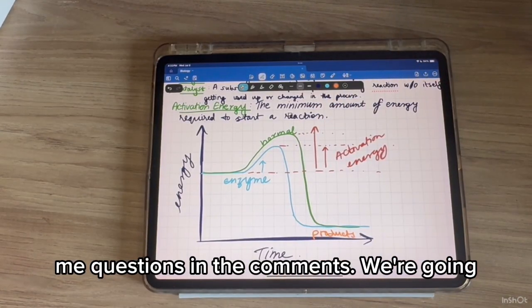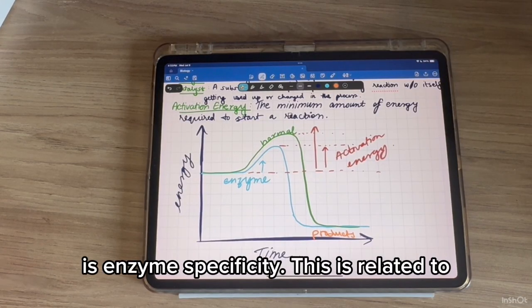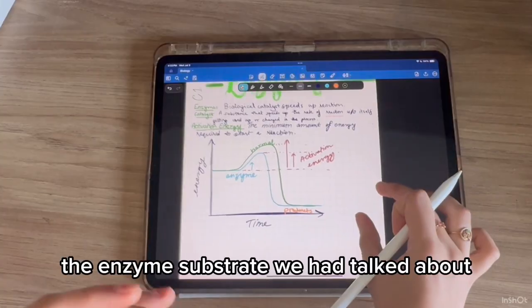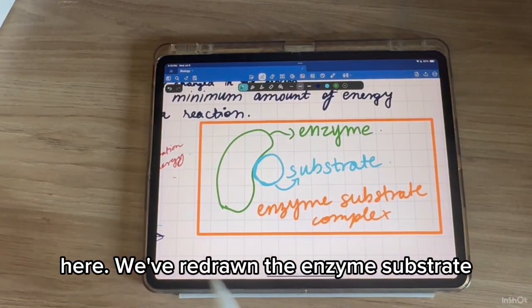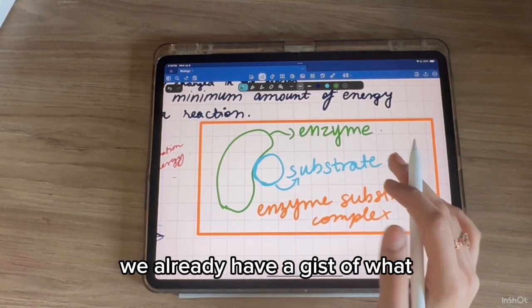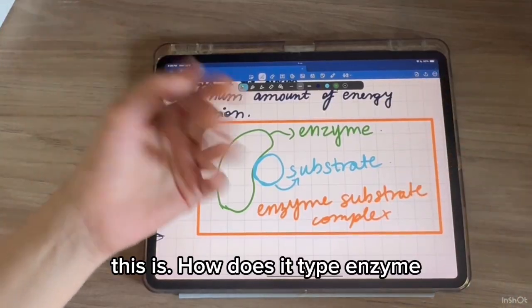We're gonna move on to the next, which is enzyme specificity. This is related to the enzyme substrate we had talked about before. Let's just redraw that one second. Here we've redrawn the enzyme substrate complex. What we're talking about here is, we already have a gist of what this is. How does it tie to enzyme specificity?